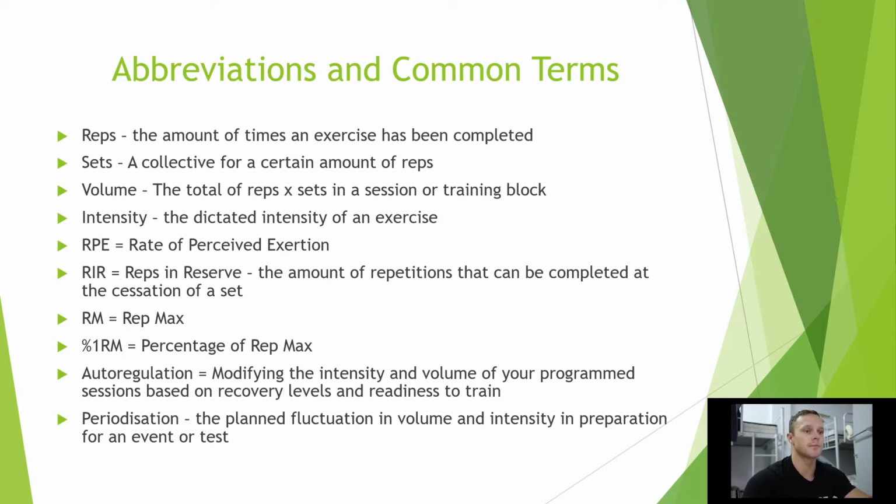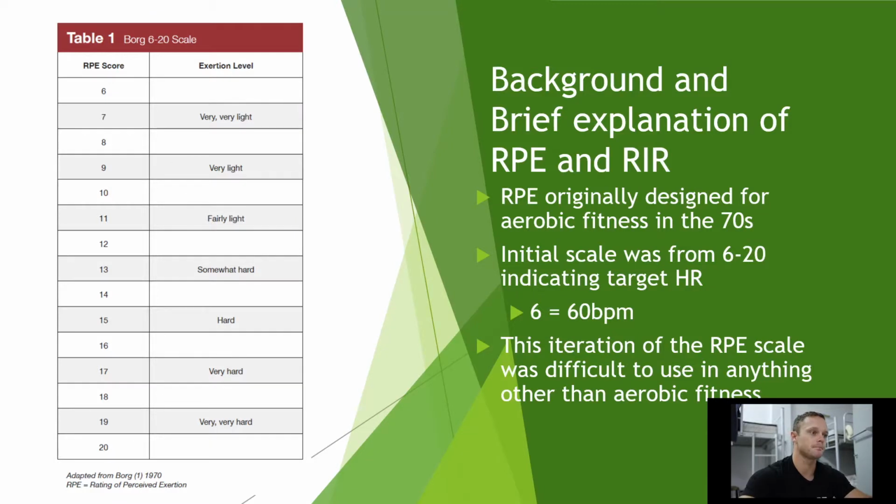Auto-regulation is this practice of modifying the intensity and volume of our program sessions or our training based on our recovery levels, our readiness to train, and the amount of stress that we are currently under. When I reference periodization, that's just how we plan training. So it's planned fluctuation of volume and intensity in preparation for an event, test, or something that we want to do. So we can play with these two parameters, being volume and intensity, quite effectively to get you ready or to put you through a harder session or harder block, depending on what we want to achieve in that block.